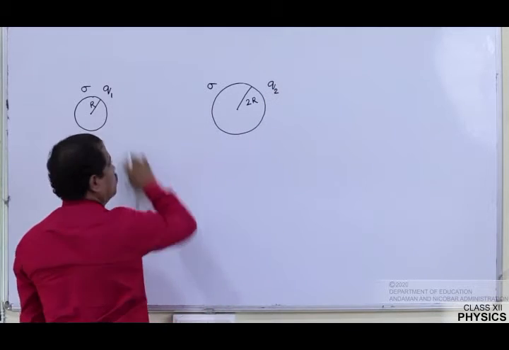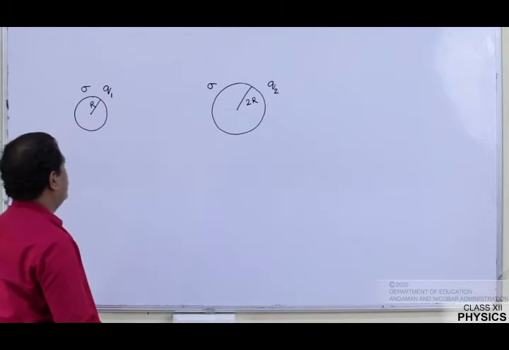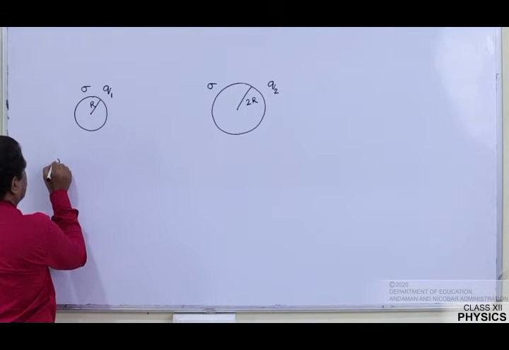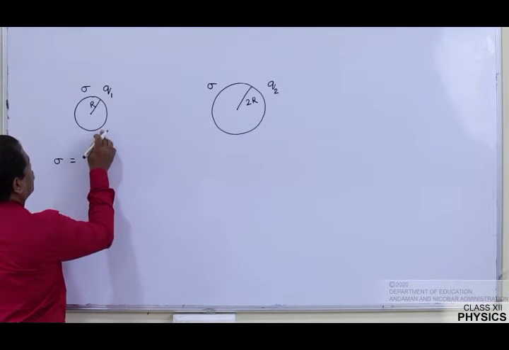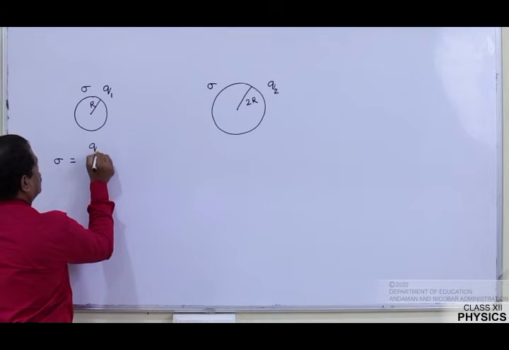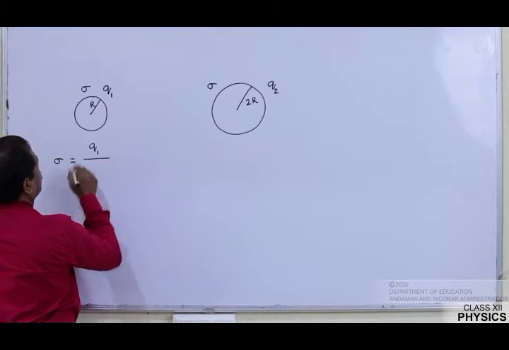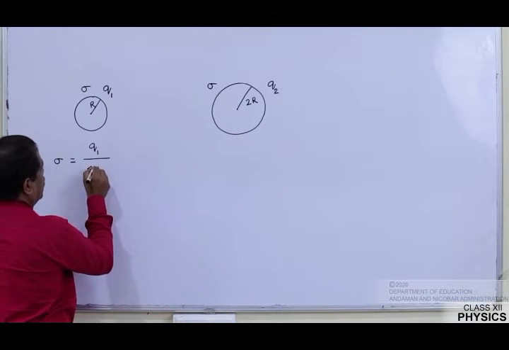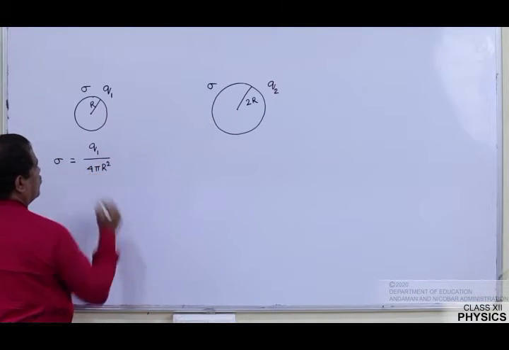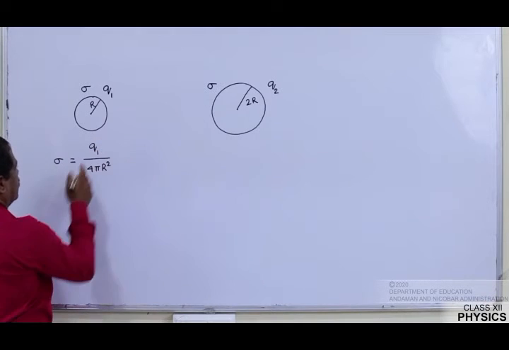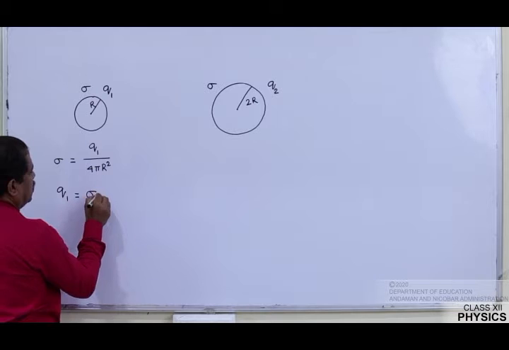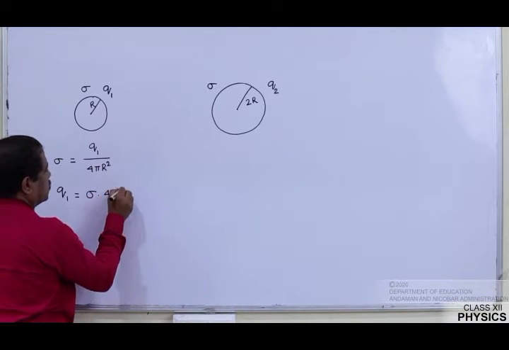This is assumed. In that case, I know that the surface charge density sigma, for the first sphere, is the total charge divided by the total surface area of the sphere, which is 4 pi r square. Else I can say that the charge on the first sphere is equal to sigma into 4 pi r square.